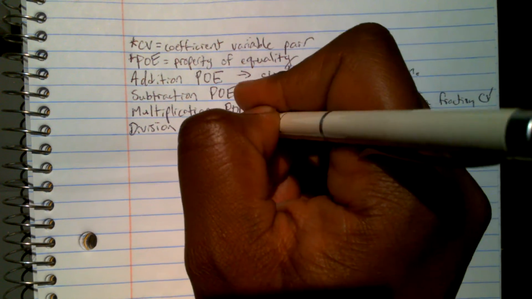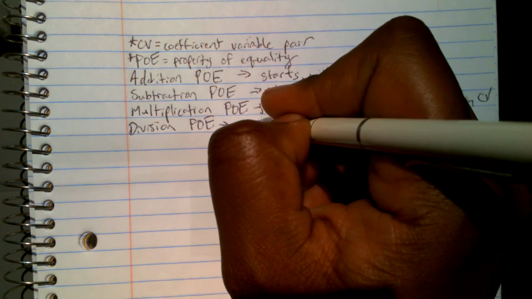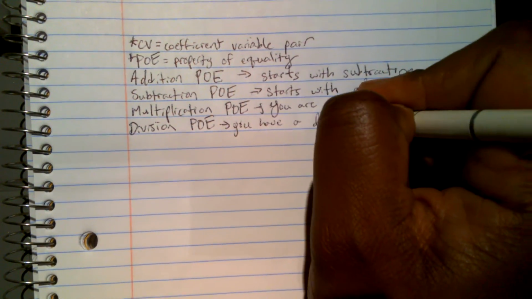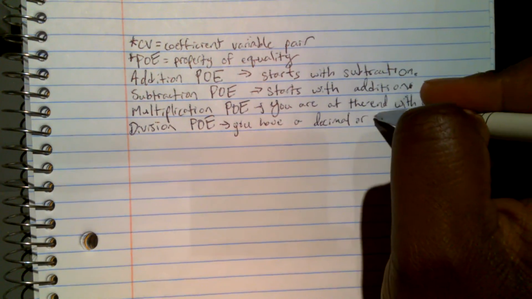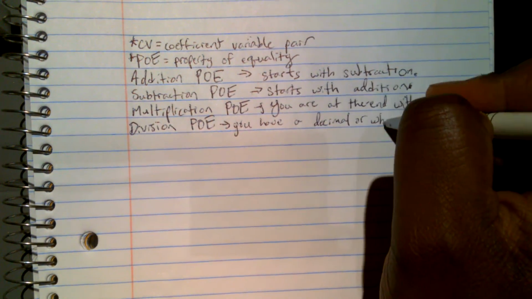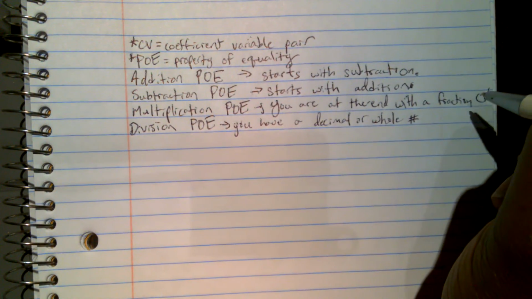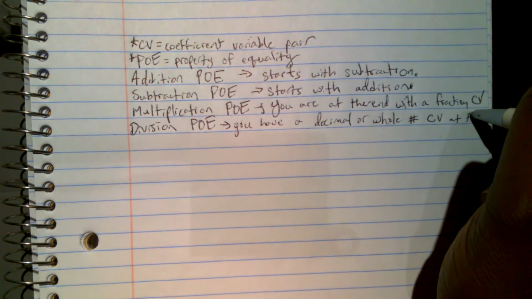And with division, you have a decimal or whole number coefficient variable pair at the end.